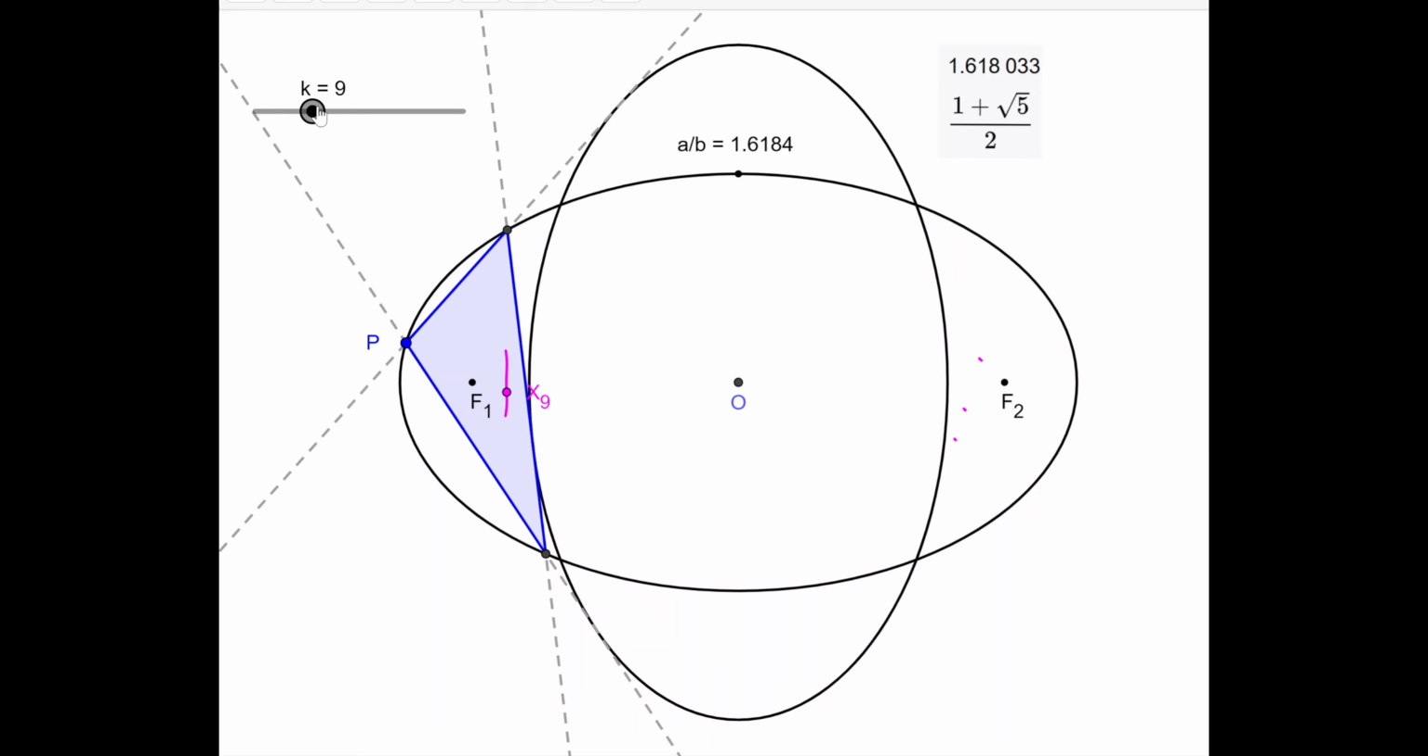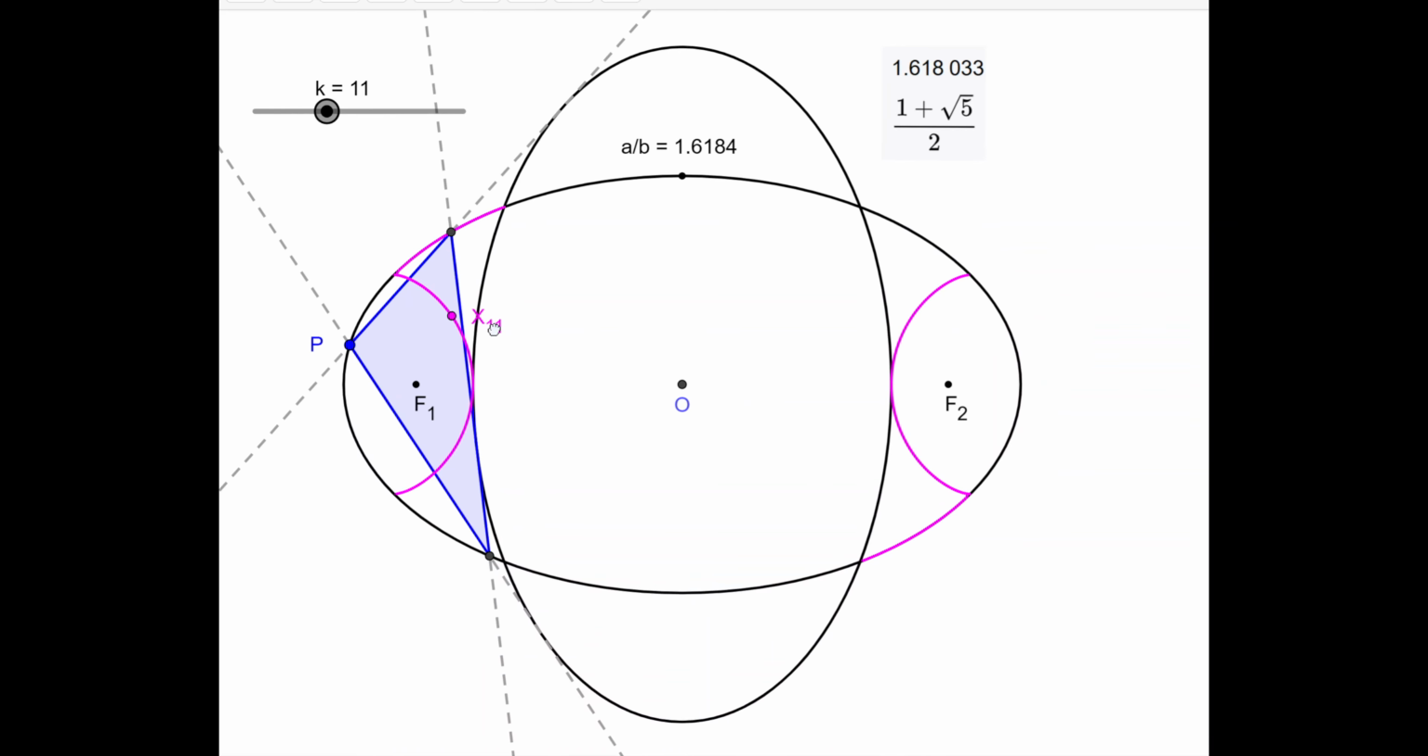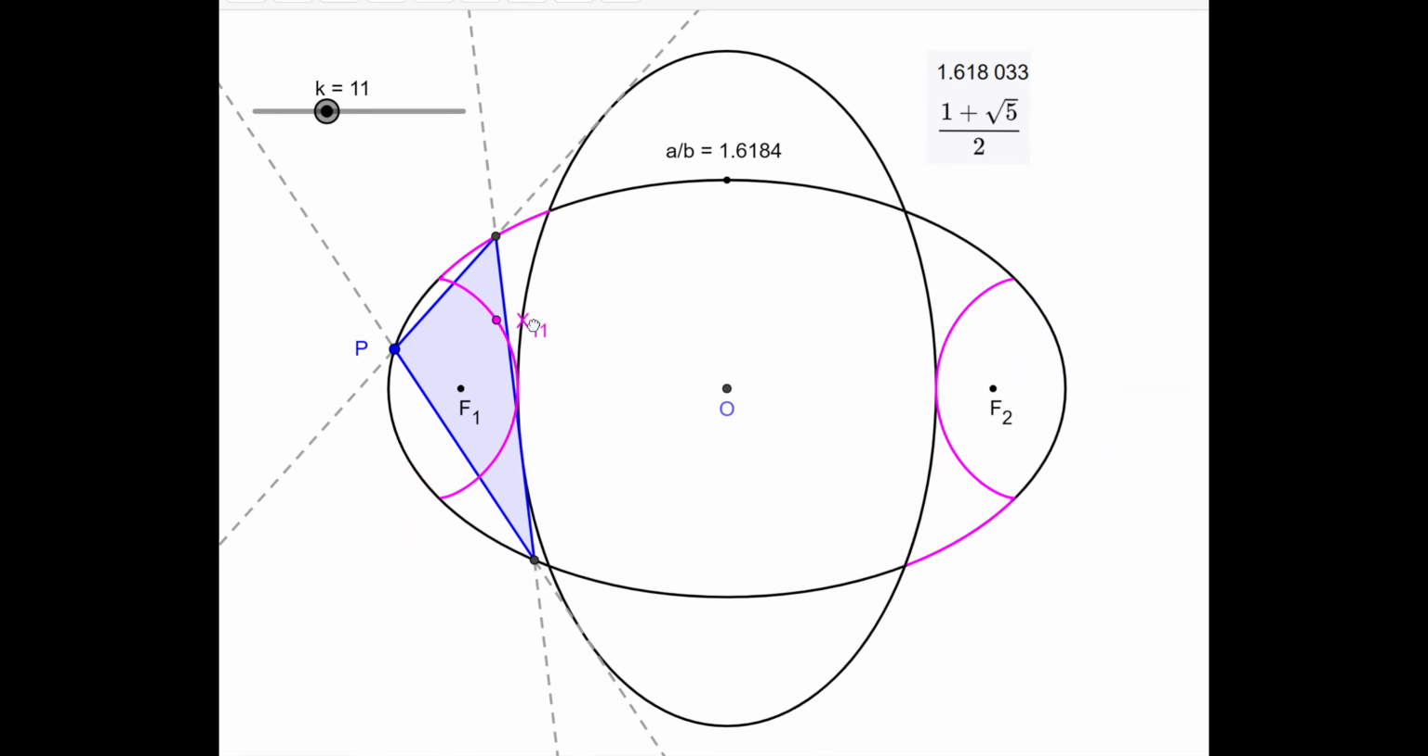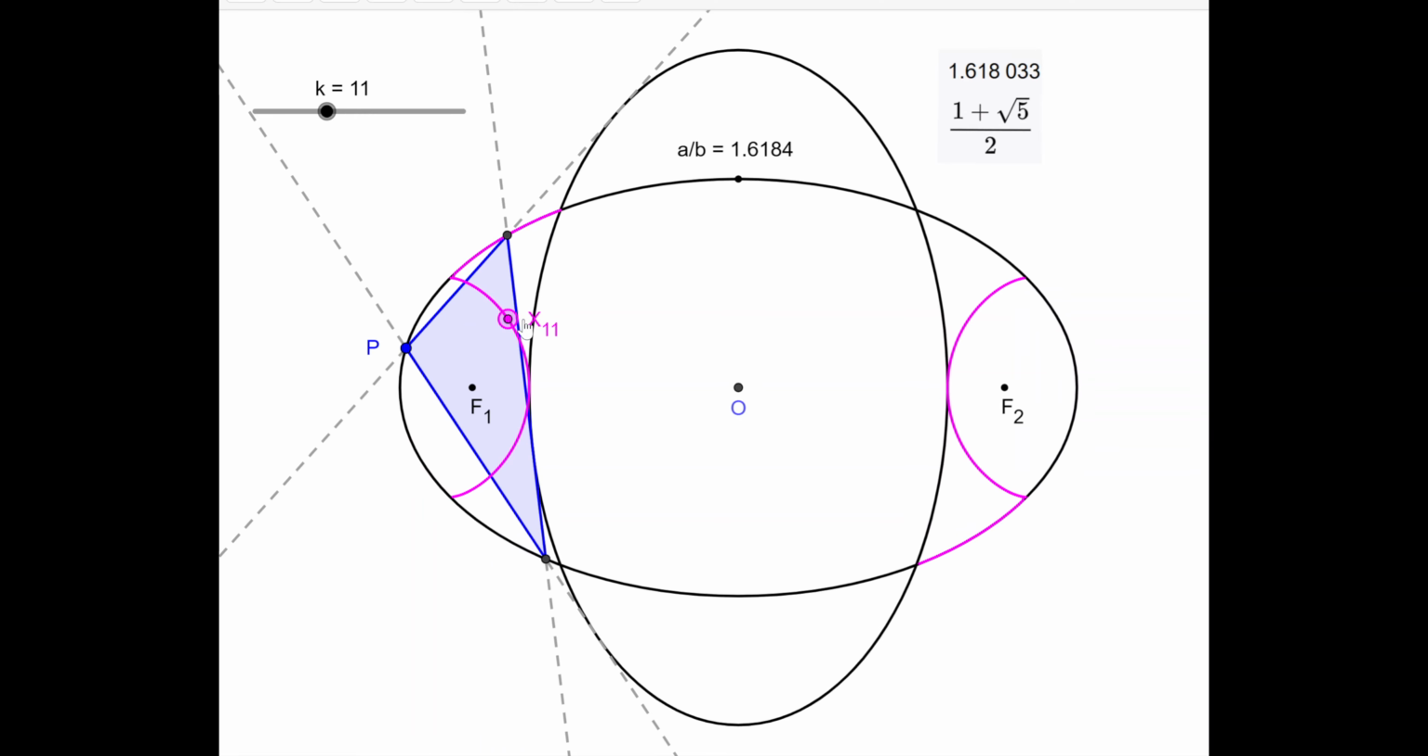Then we hit the Mittenpunkt. X10, we don't care. This one I thought was kind of interesting. So this is Feuerbach, the Feuerbach point. Now, is there any chance that this could be the arc of a circle? That would be interesting, right?